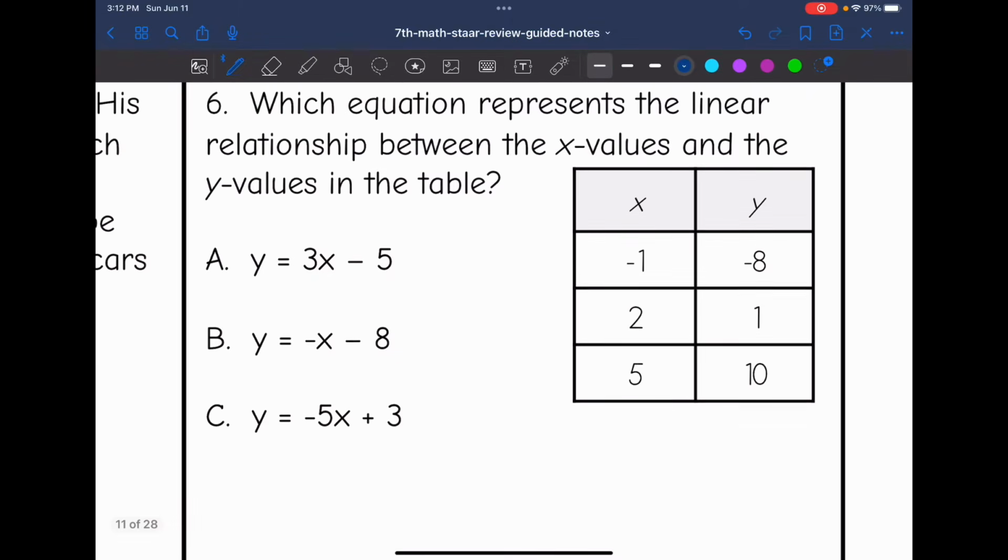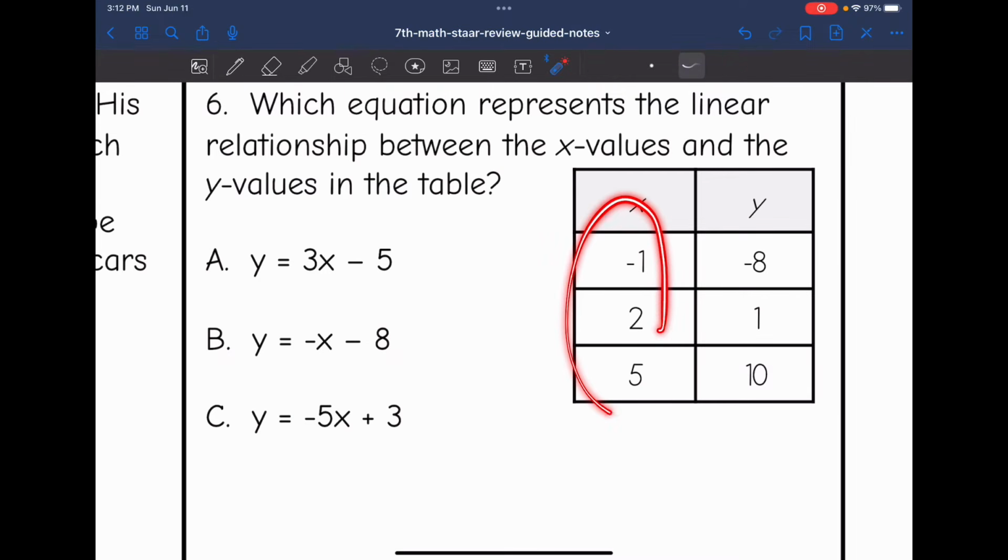Okay, number 6 says which equation represents the linear relationship between the x values and the y values in the table. So I have y equals 3x minus 5, y equals negative x minus 8, and y equals negative 5x plus 3. So I just need to go through and figure out which equation, whenever I input x, is going to give me that output of y. So let's start with A.